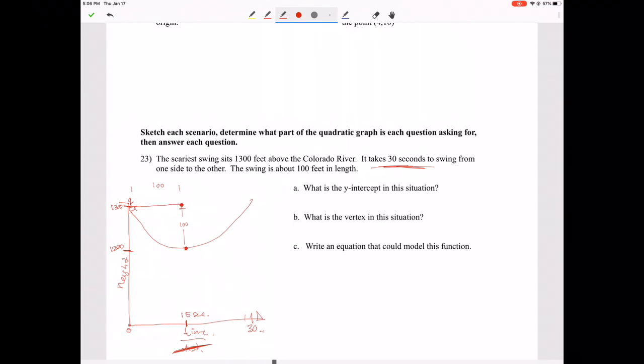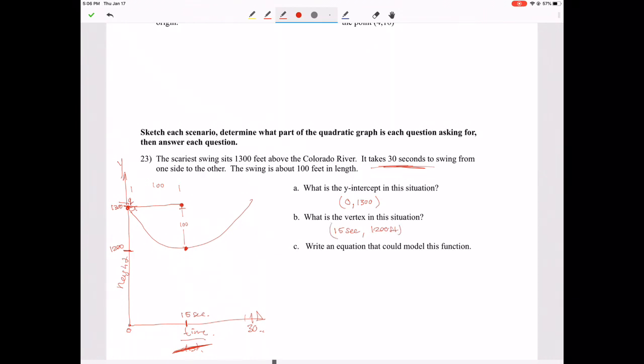Okay, what is the y-intercept in this situation? Y-intercept. This is our y, okay? Our y-intercept is going to be 0. Time would be 0. Your height would be 1,300 feet, okay? What is the vertex in this situation? Well, it would be this minimum point, which would be time would be 15 seconds, comma, the height would be 1,200 feet.